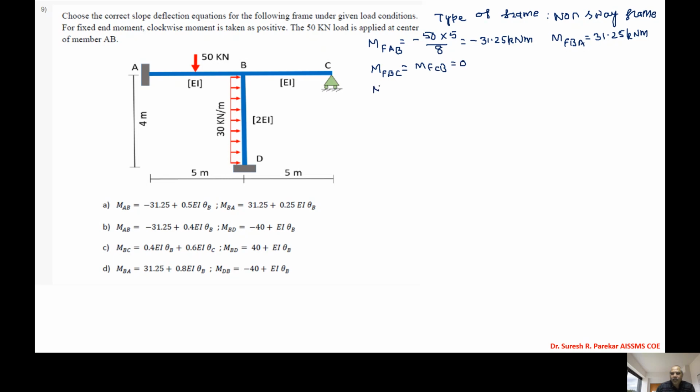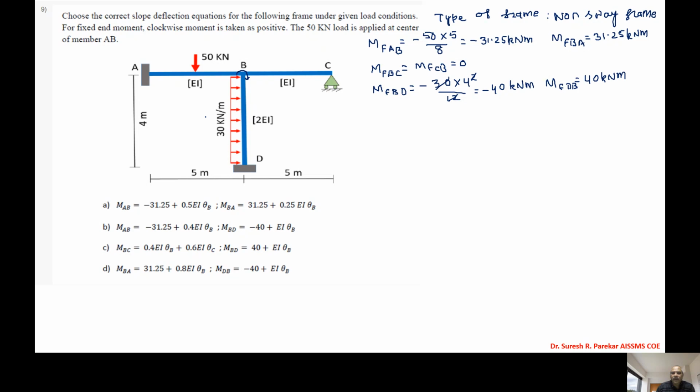And then we have MFBD. Now we should be careful. Due to the UDL, we have an anti-clockwise moment, so my fixed end moment here will be clockwise. So minus WL square by 12, with W into L being 4, so the 1 and 4 go, and that is minus 10. So it goes to minus 40 kilonewton meter, and MFDB is 40 kilonewton meter.